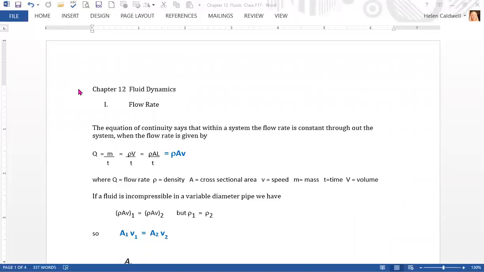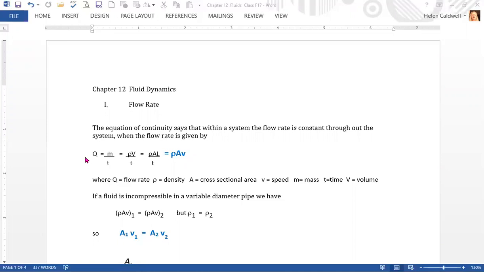So that says that within a system, your flow rate is constant throughout the system. And if that's the case, we can write it in this mathematical form. So Q would be the flow rate, and it would be equal to the mass of fluid passing a certain point divided by the time it takes it to pass. So it would be in kilograms per second. But mass is the same thing as density multiplied by volume. So we would have density times volume divided by time.